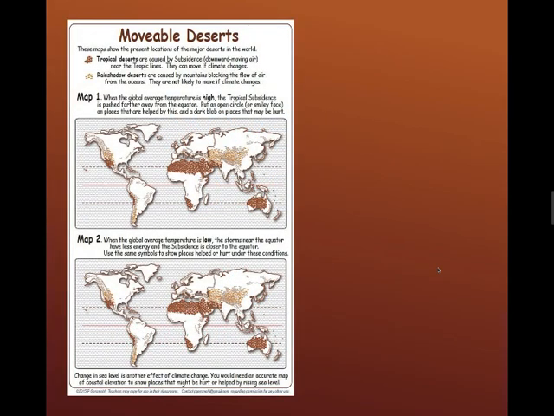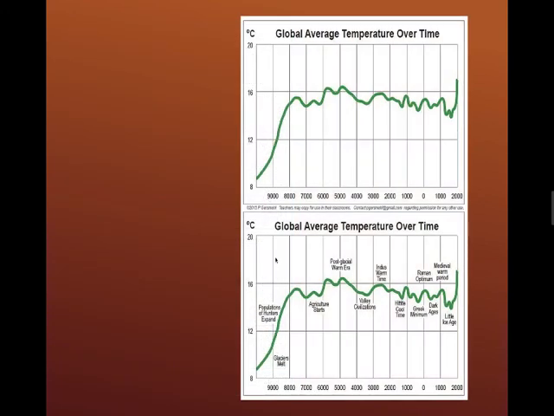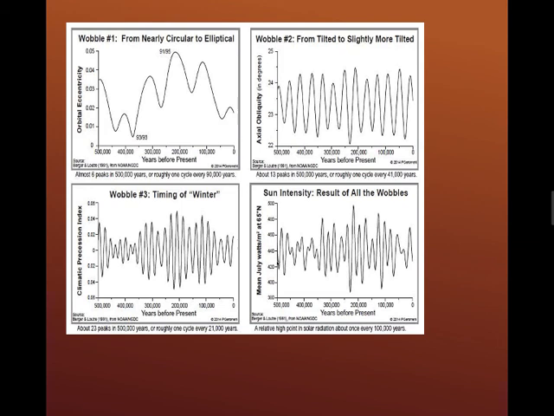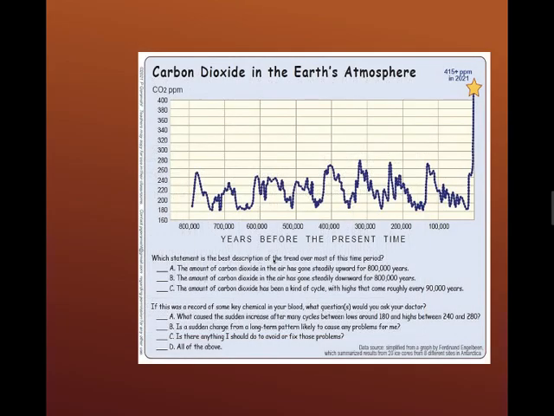One of them will be the movable desert activity. You can do this all by itself, or you can link it to the climate change activity. And on the websites that we'll give you at the end of this handout packet, we've got a clickable version of this climate map. If you really want to get geeky, our handout packet includes some of the stuff about the various orbital dynamics and that carbon dioxide activity that I showed you earlier.